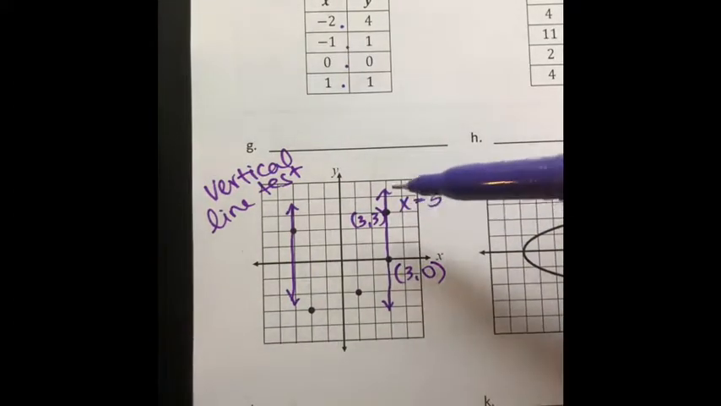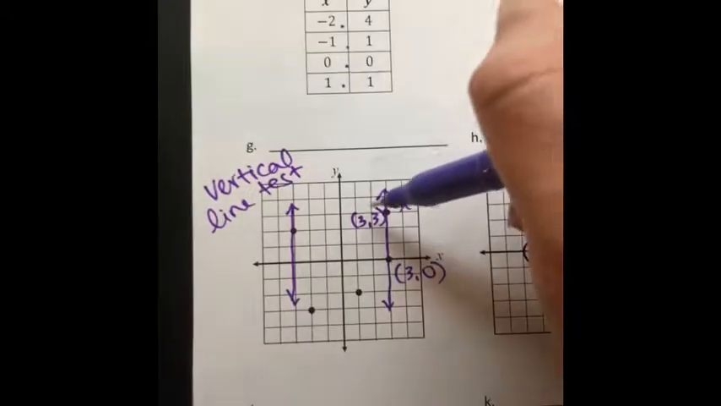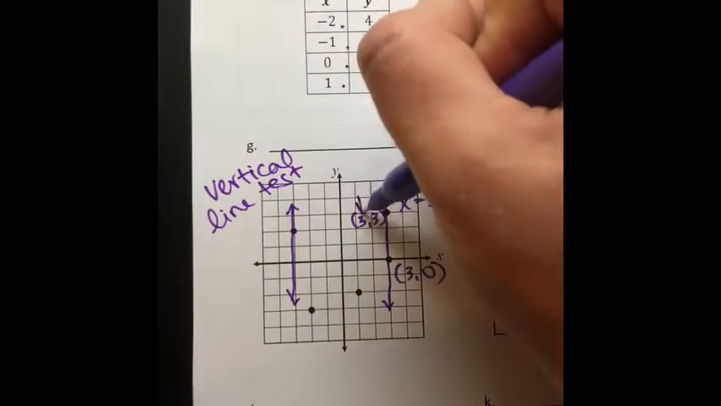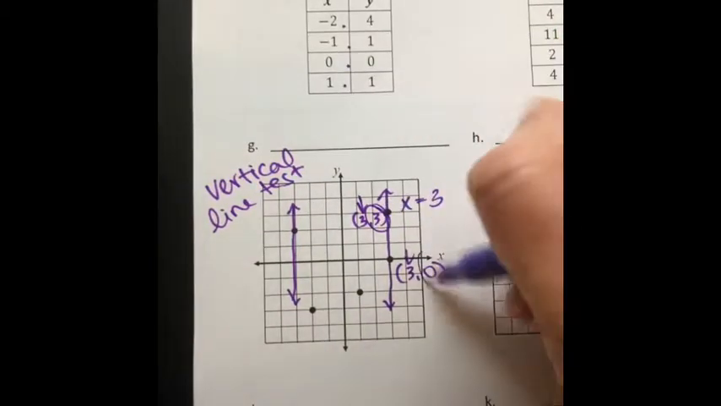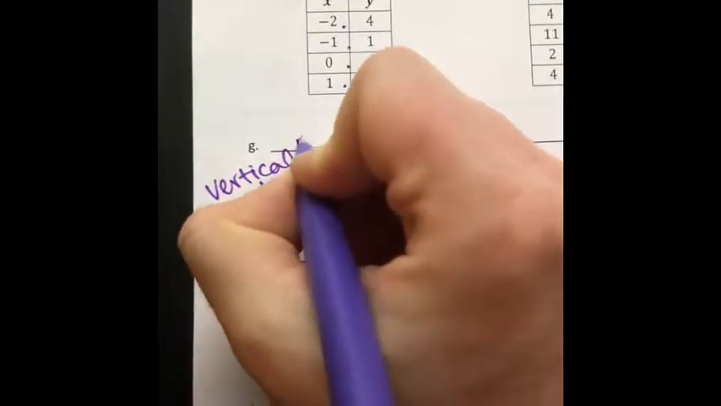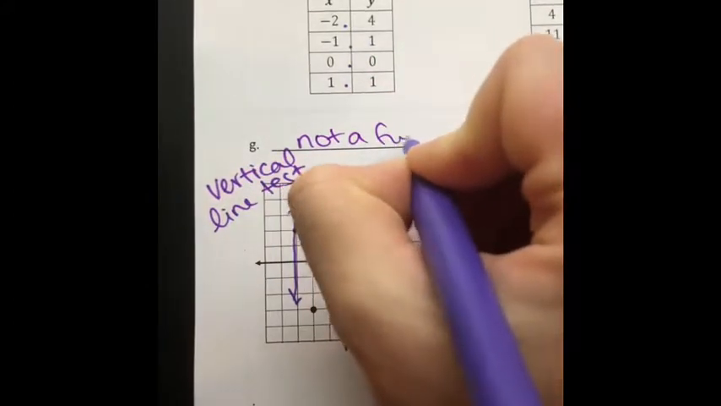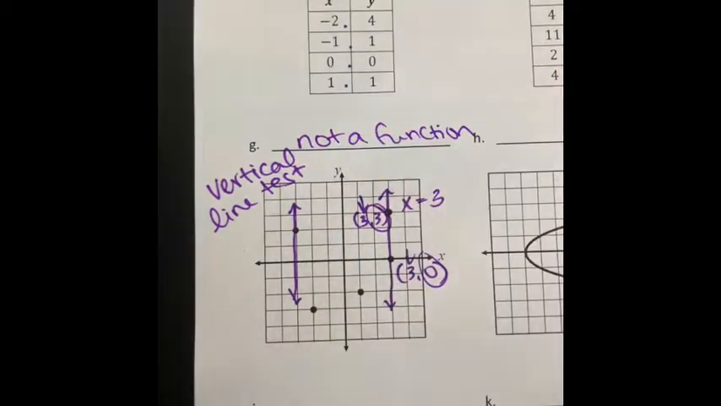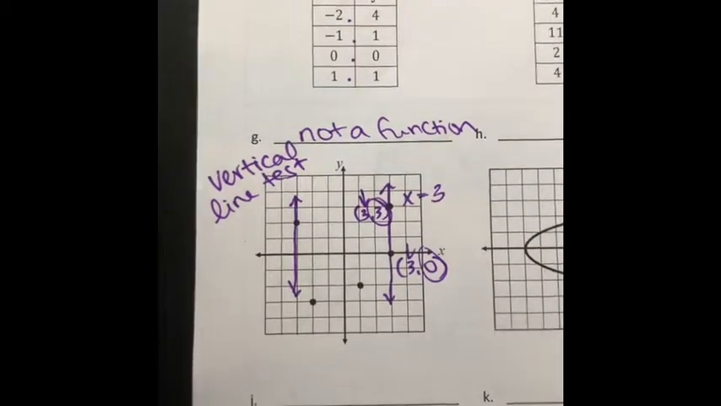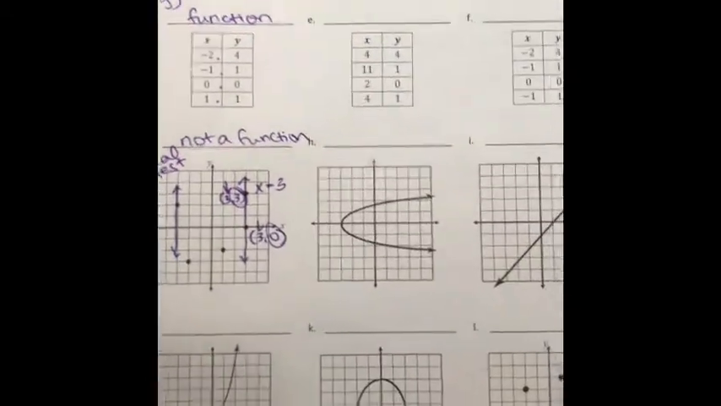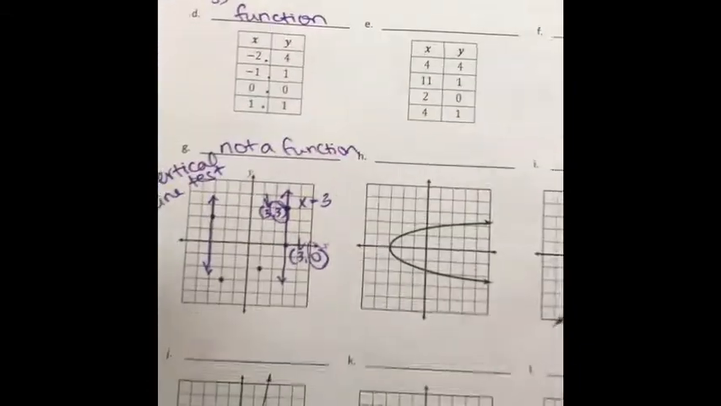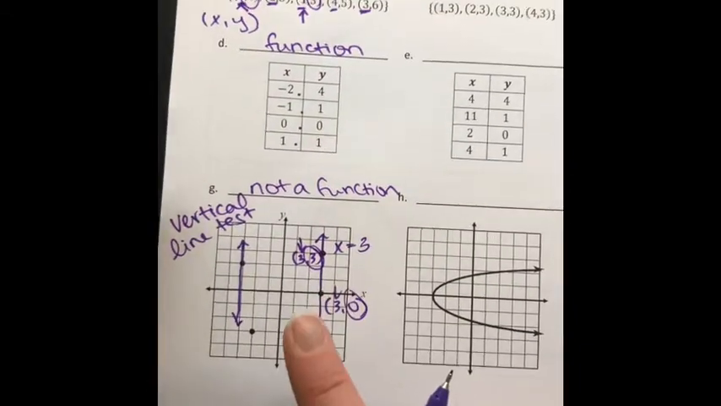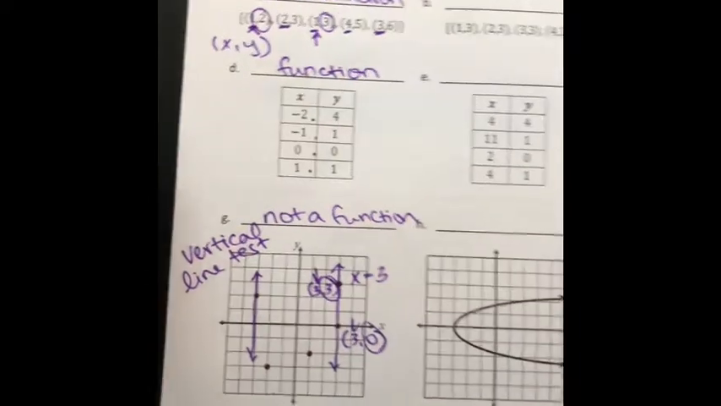So the vertical line test is a shortcut to make sure. I've got one x value, 3, with two different y values. So that's a problem. That is not a function. It doesn't matter what the graph looks like, if it has arrows at the end of it, if it doesn't, if it's discrete, if it's continuous. All that matters, one x value, one y value.